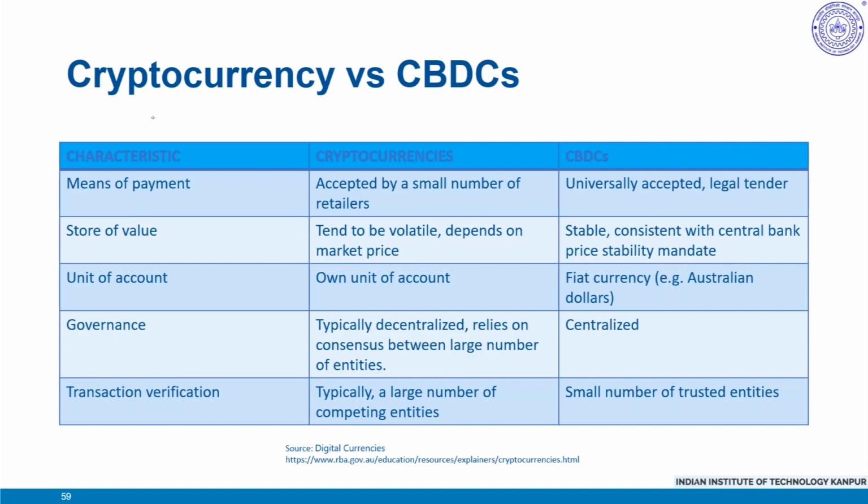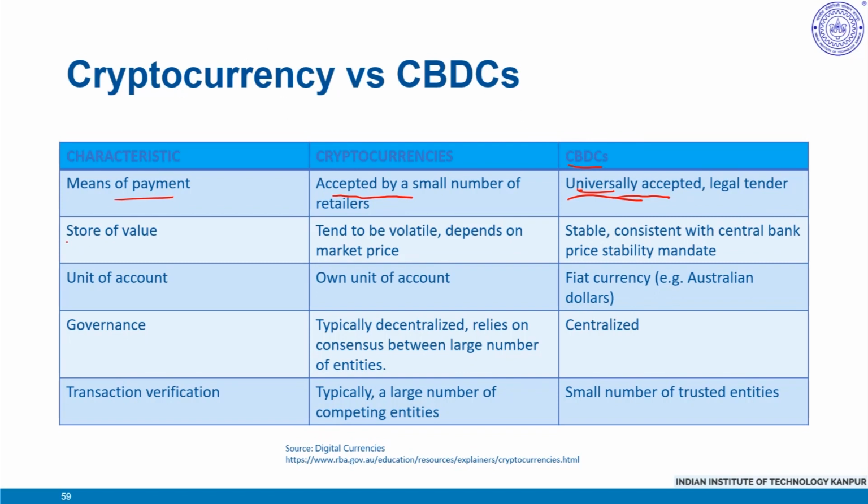Let us start comparing cryptocurrency with CBDC attributes. The first is means of payment. Cryptocurrencies in their current form and shape are accepted by a very small number of retailers. Not at every shop or bookstore can you go and buy stuff with cryptocurrency. However, as per the current plan, when CBDCs are rolled out, they would be like any nationwide currency, and like any currency, they would be legal tender and universally accepted, like the dollar or rupee.